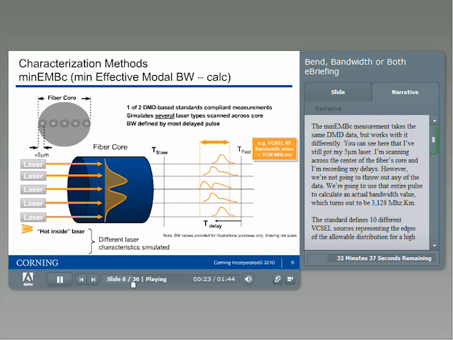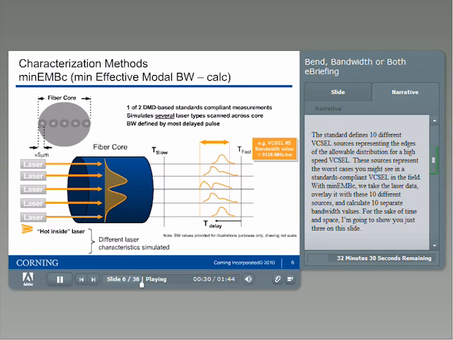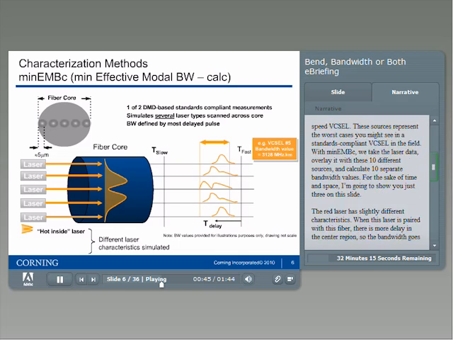The standard defines 10 different VCSEL sources representing the edges of the allowable distribution for a high-speed VCSEL. These sources represent the worst cases you might see in a standards-compliant VCSEL in the field. With min-EMBc, we take the laser data, overlay it with these 10 different sources, and calculate 10 separate bandwidth values. For the sake of time and space, I'm going to show you just 3 on this slide.